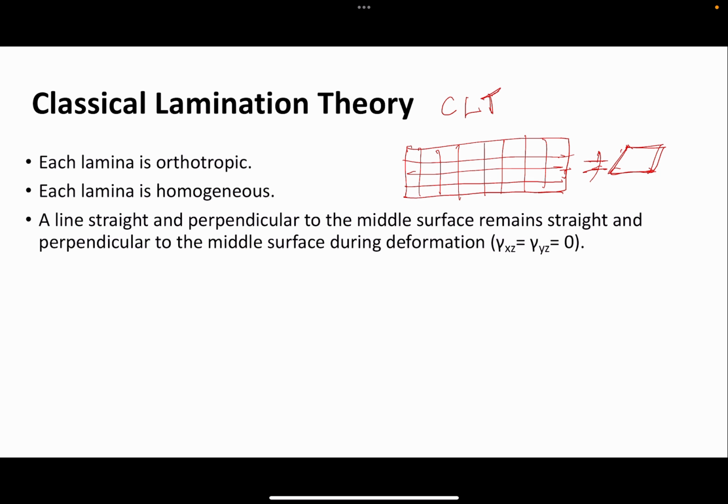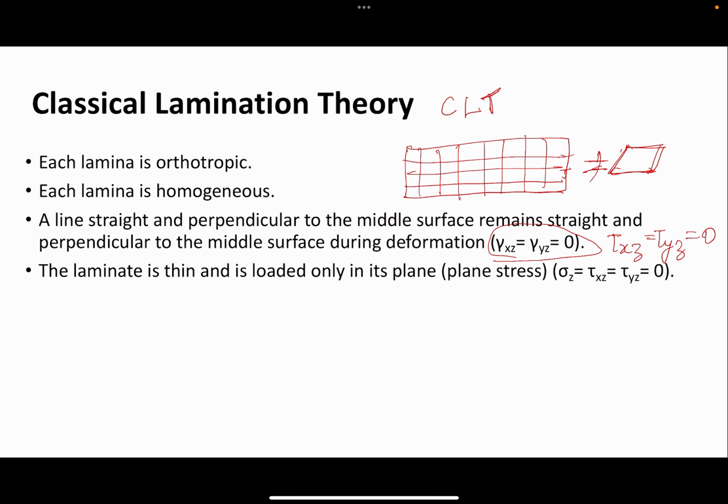Why is it very helpful? Because then you can say your shear strains are 0, which in turn makes your shear stresses tau xz and tau yz 0. The only non-zero strains and stresses are tau xy and gamma xy. The laminate is thin, loaded only in its plane, which means there's no normal stress in the z direction. There are no shear stresses in the xz and yz planes. So only tau xy and gamma xy are non-zero.